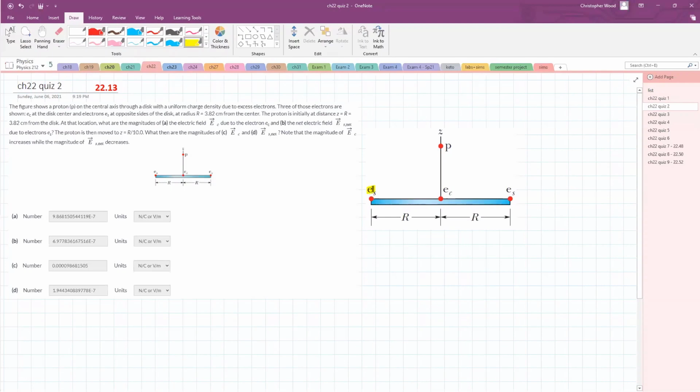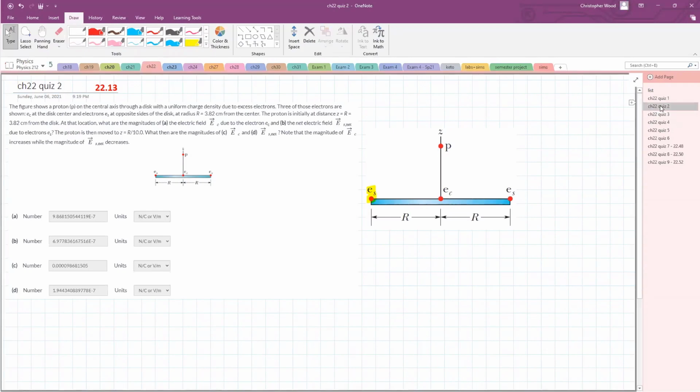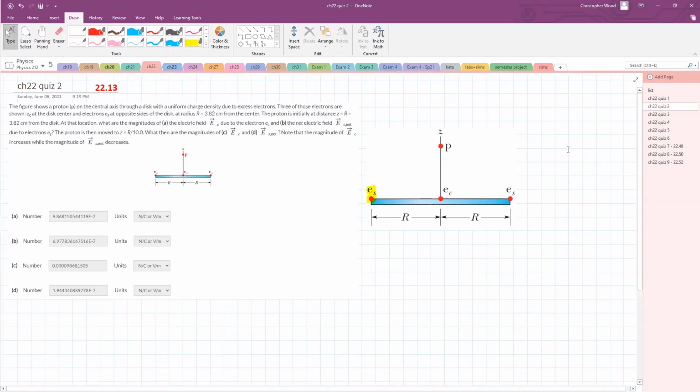Electron. Professor Chris, yes, I'm seeing a different question for the quiz. Chapter 22, quiz 2. Yes. Okay, let me go in and fix that then. I'm also seeing a different question. Chapter 22, quiz 2. Okay, let me fix this.